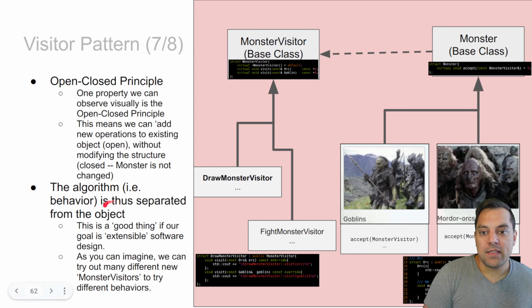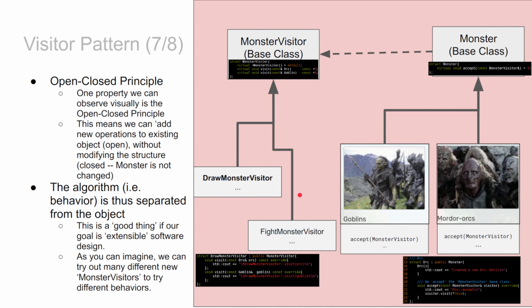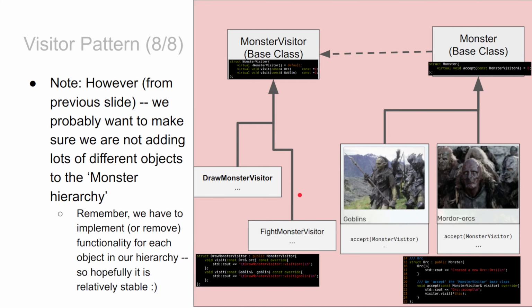So again, the algorithm or our behaviors are on the left side of this hierarchy. Hopefully that's clear. I'll move out of the way just so you can see the picture again fully here. Now note that, as I mentioned, it's probably weird if I'm adding lots of different things like goblins and orcs and dragons and trolls, centaurs and other creatures and eagles, which I guess are good guys in Lord of the Rings.